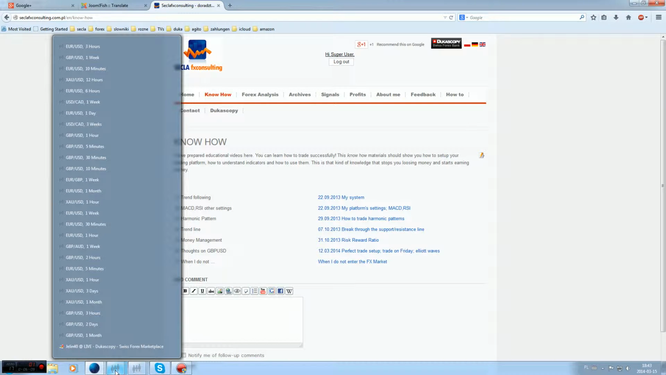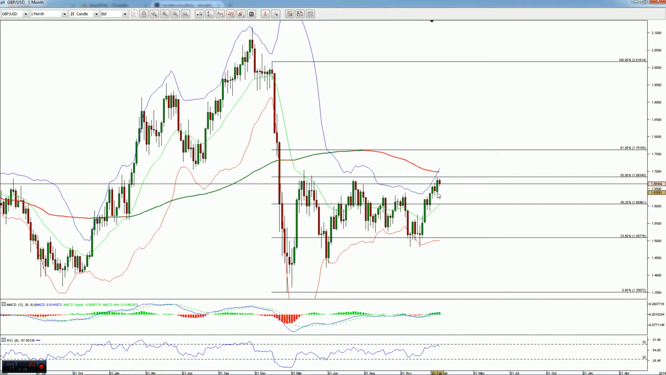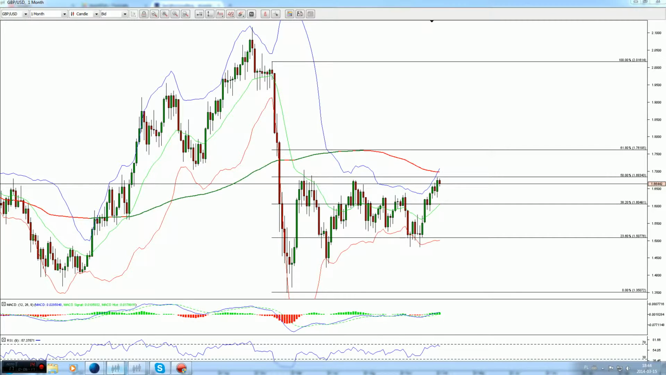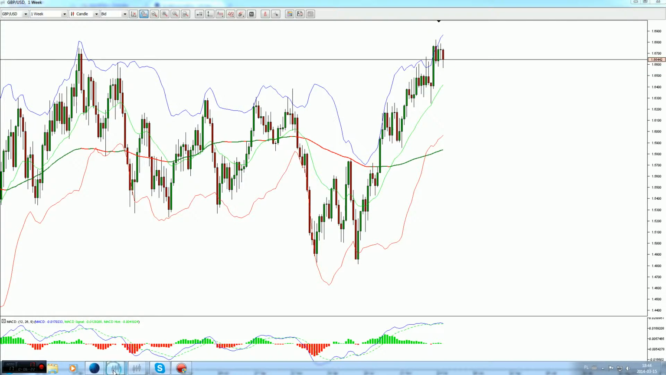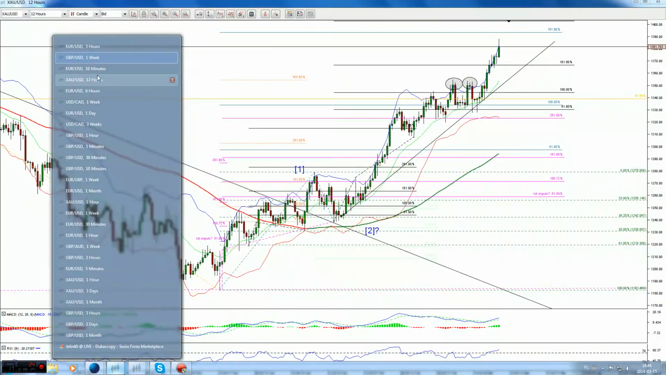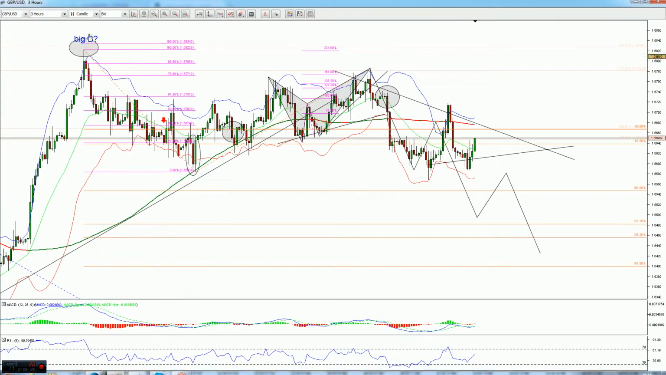Let's go to the Great Britain Pound USD monthly. We are around midway of the previous candle, so this is quite important. Weekly, this is a red candle, so a strong red candle. 3 hours chart. Okay, a big B, maybe a big C. Resistance line, depending whether the market is able to break through this resistance, and a support line, whether this will be broken to the downside.